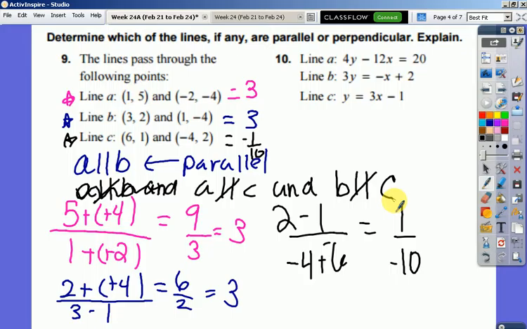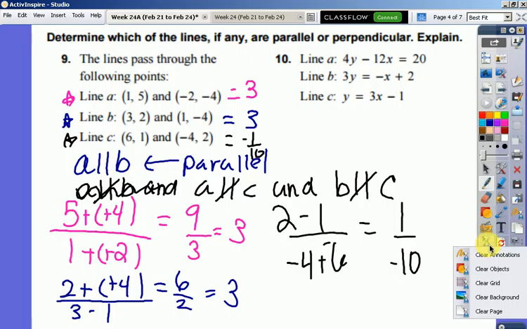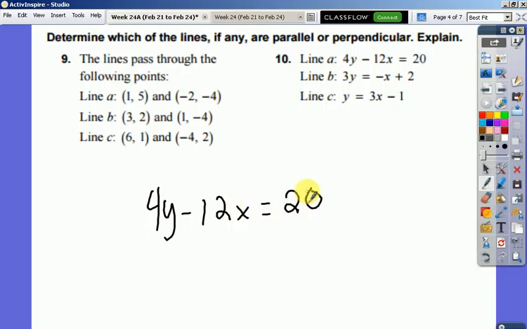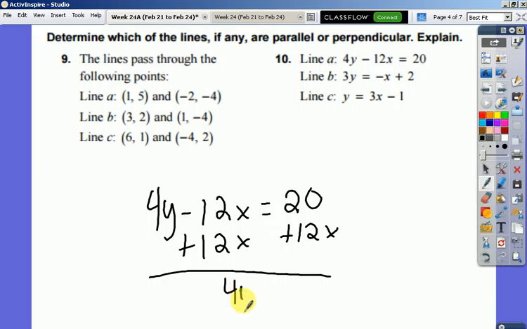No. That isn't standard form, and I use the cover up method to find the intercepts. I have to get it in what form? y equals, yes. How do I get down to y equals mx plus b? What do I add? Add 12x. I get 4y equals 12x plus 20, yes?